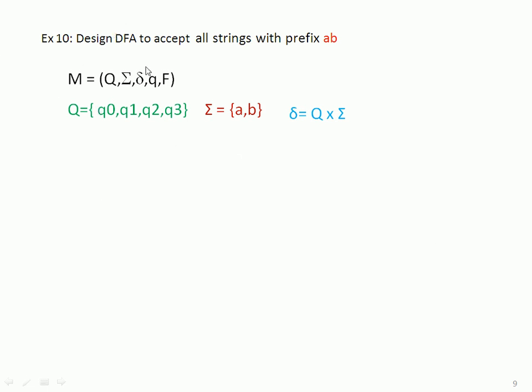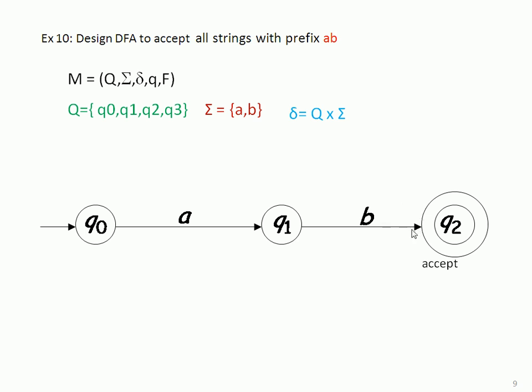One more example: design a deterministic finite automaton to accept all strings with the prefix AB. So normally we can have 5 tuples represented: the set of states, the set of inputs A comma B, and the transition function delta from Q cross sigma, which we have seen in the previous example. So try to construct the machine which is able to accept a string that always has the prefix AB. So A is an input, then go to the next state Q1, and B is an input, go to the next state Q2, then it will be accepted.